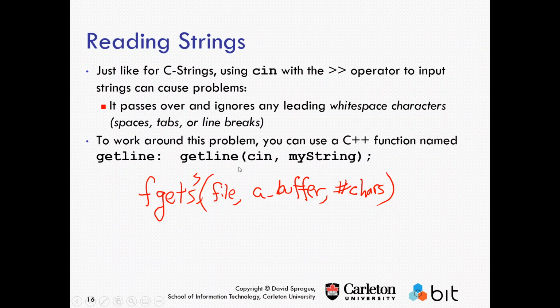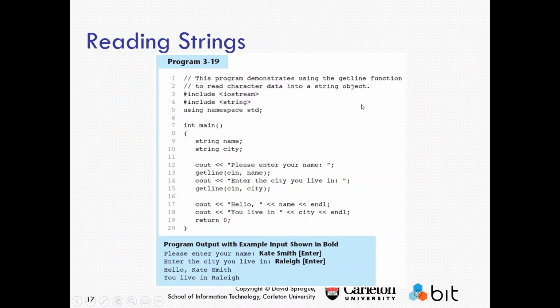Because cin only stops when you hit any white space, getline will keep going until you get to a new line, a carriage return. And so it will be a slightly different beast. So please enter your name. I could get the entire line and it would be David Sprague. Two different words, the full name would be in here. Not just David, but David Sprague.